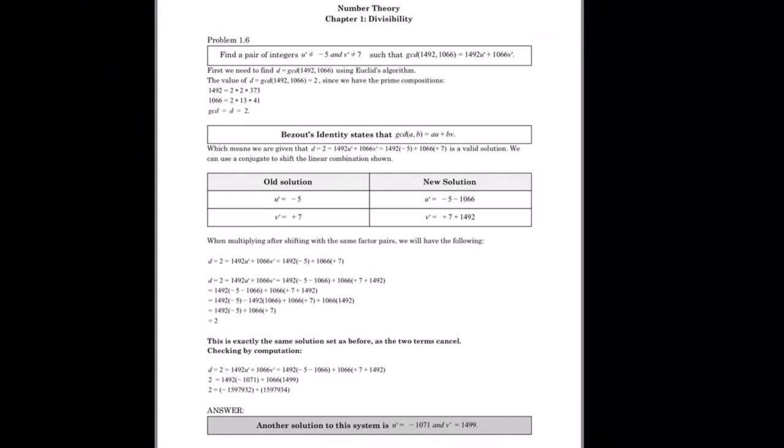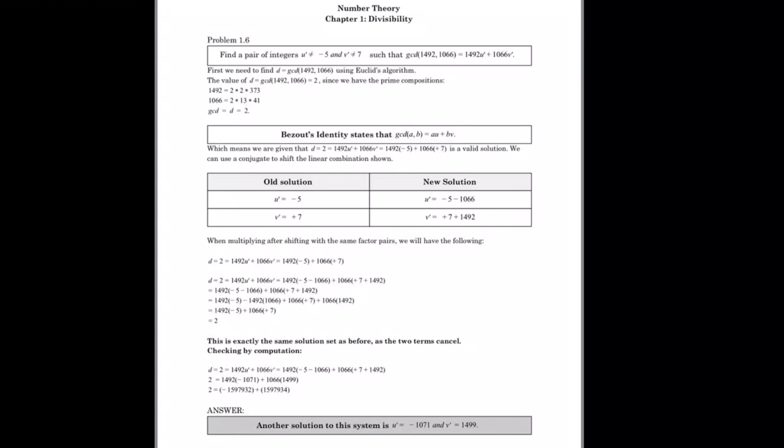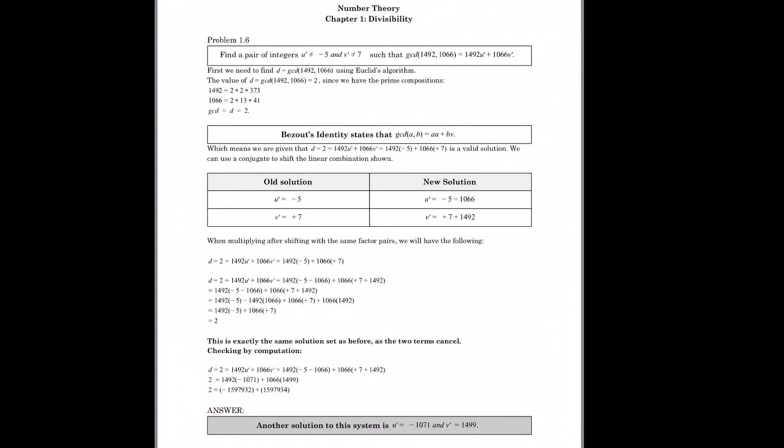Problem 1.6. Find a pair of integers u prime not equal to -5 and v prime not equal to 7, such that the greatest common divisor of 1,492 and 1,066 equals the linear combination 1492 u prime plus 1066 v prime.